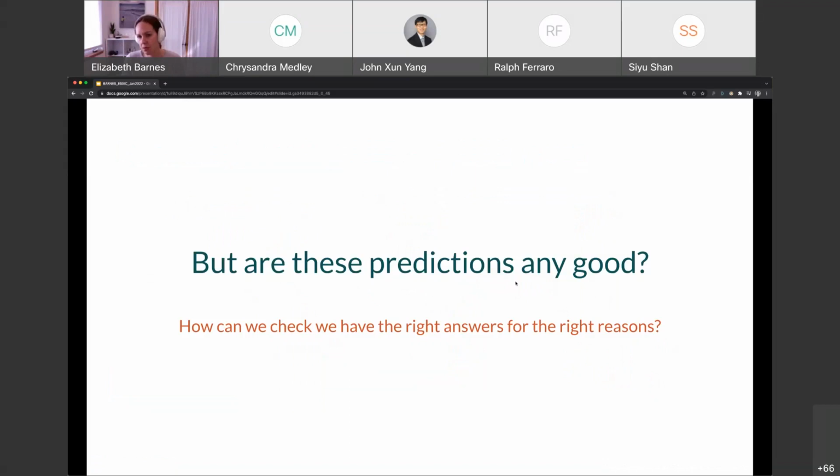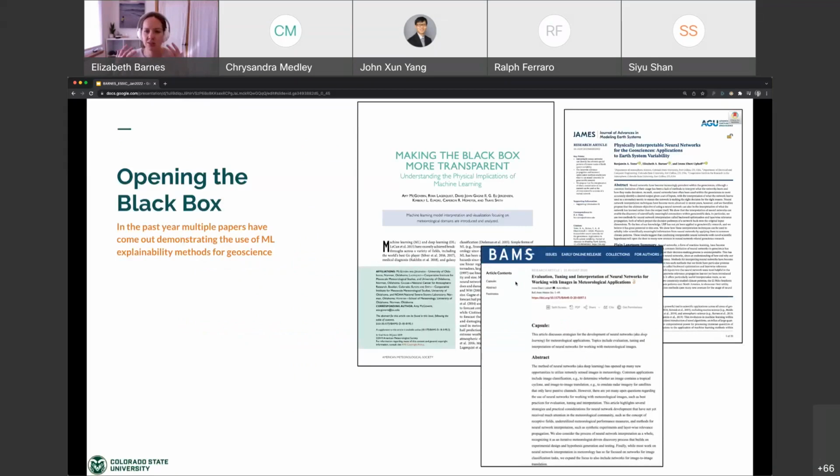And this is the concept of we need to open the black box. That is, we need to start to explain the decision-making process of our machine learning method in part so we can trust that what it's outputting makes sense. So there are many examples of this already in our field over the last few years. And here are three overview papers coming out of climate and meteorology that may be of interest.